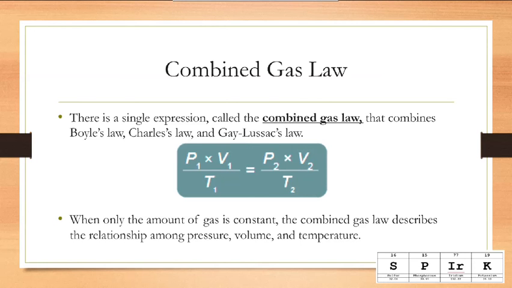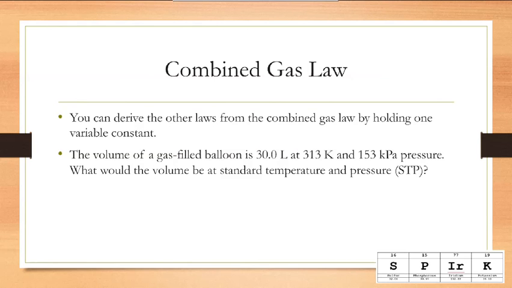When only the amount of the gas is constant, the combined gas law describes the relationship among pressure, volume, and temperature. So the only condition here is that we are not changing the mass or the amount of the gas. You can derive the other laws from the combined gas law by holding one variable constant, because then they will cancel out.